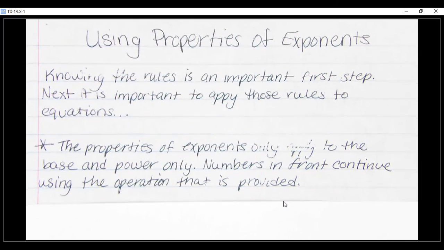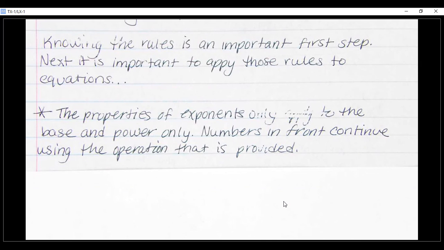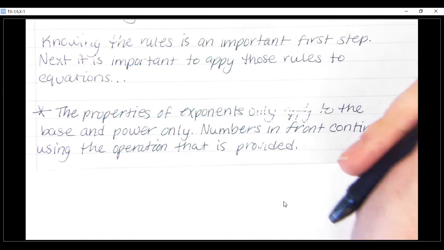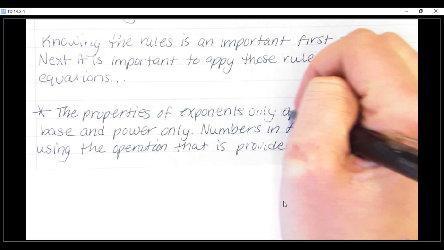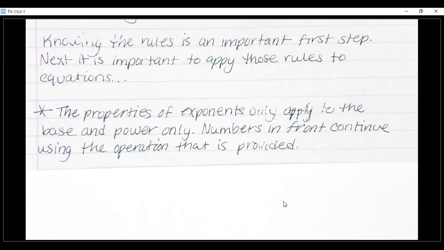Before we move on to that though, the properties of exponents only apply to the base and power only. Numbers in front continue using the operation that's provided. That is super, super important to remember. If you are thinking of a number as a base, know that there is a power that goes along with it, but if you don't see a power, that power is 1. So 1 would be the number that you would have to use. Well, let's just take a look and see if we can answer some of the questions you have.